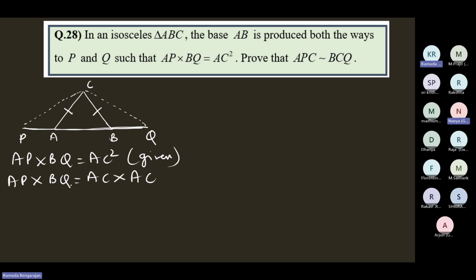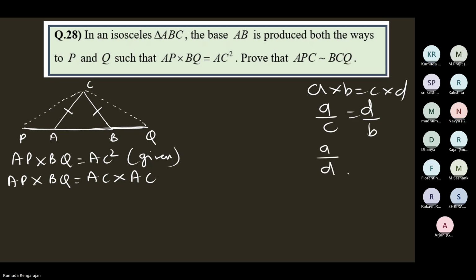Now we'll just make a proportion out of this. See, if you have A into B is equal to C into D, you can make a proportion out of this. You can bring the C to this side. A by C is equal to, you can take the B to the other side, D by B. You can also bring the D down: A by D is equal to C by B. That's the fact.